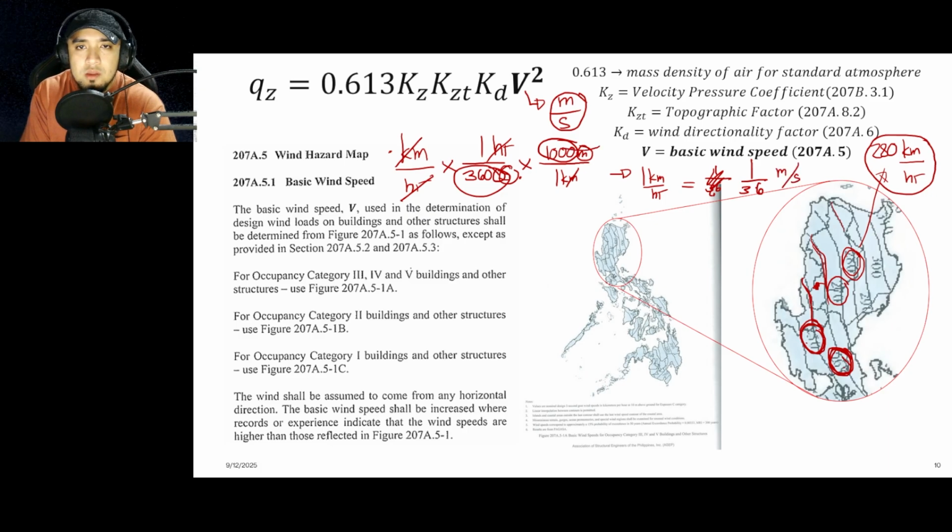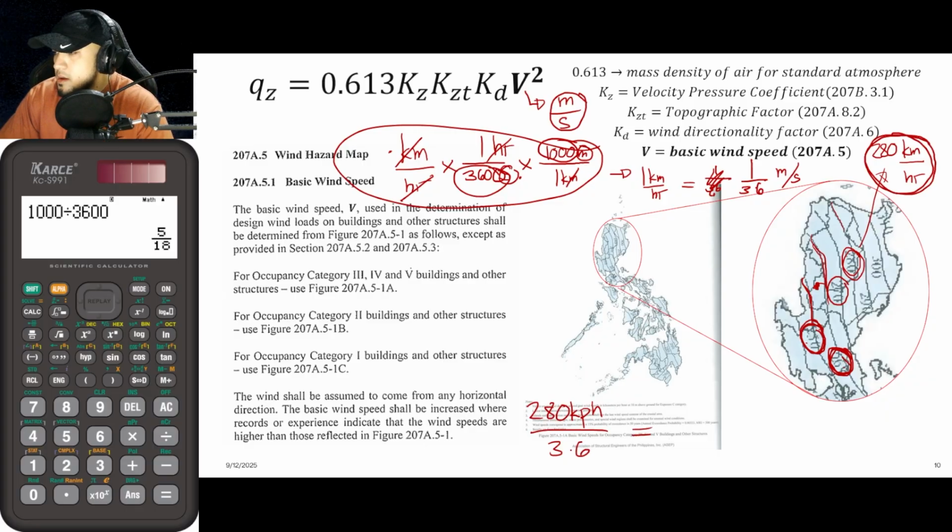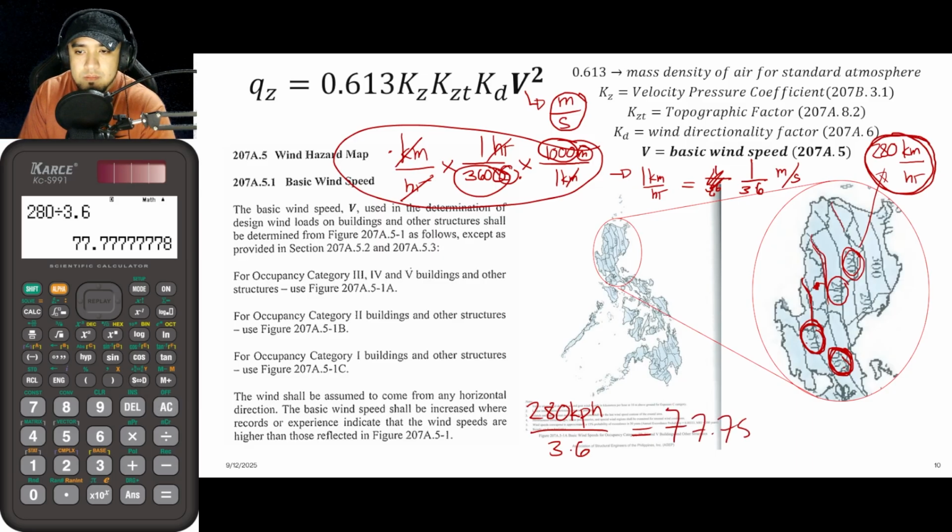So you could actually do it this way, or whatever you will be solving for here, just divide it by 3.6. So in that case, for example, 280 kph, just divide this by 3.6. 280 divided by 3.6, the answer here is 77.78 meters per second. Okay. So once again, that is the value for V.